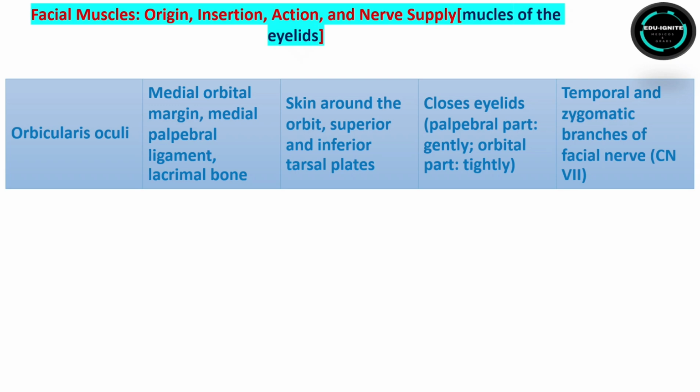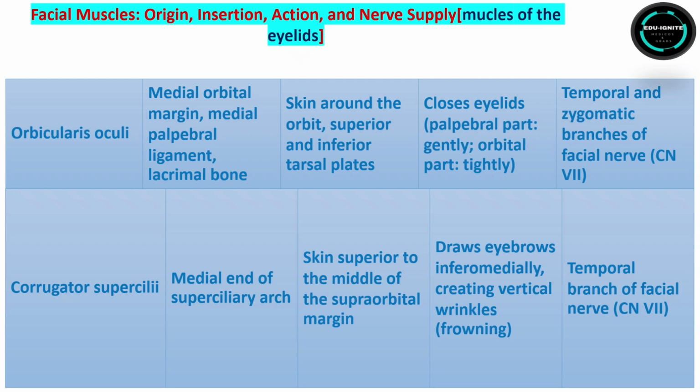Now orbicularis oculi muscle, originating from medial orbital margin, medial palpebral ligament and lacrimal bone and inserted into skin around the orbit, superior and inferior tarsal plates. Orbicularis oculi muscle closes eyelids. Its palpebral part closes eyelids gently and orbital part closes eyelids tightly. Orbicularis oculi muscle is supplied by temporal and zygomatic branches of facial nerve.